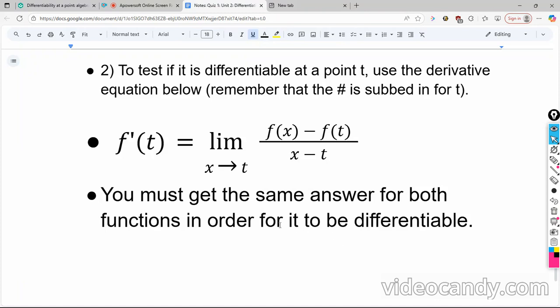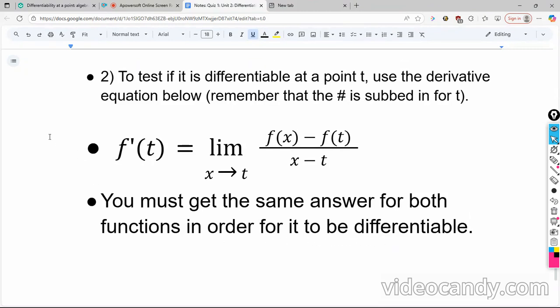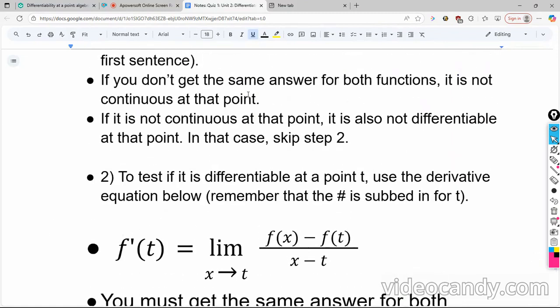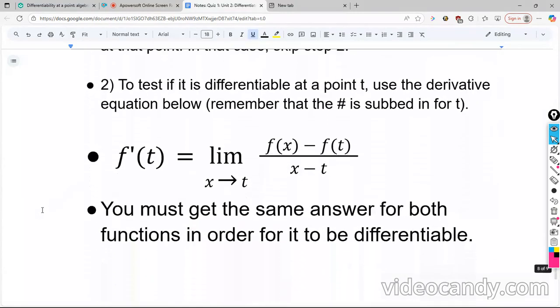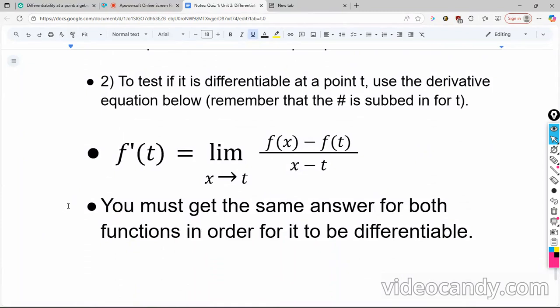But for the differentiable part, once again, you must get the same answer for both functions in order for it to be differentiable. So it's similar to the continuous part in that you have to get the same answer. But step 2 takes a little bit longer.